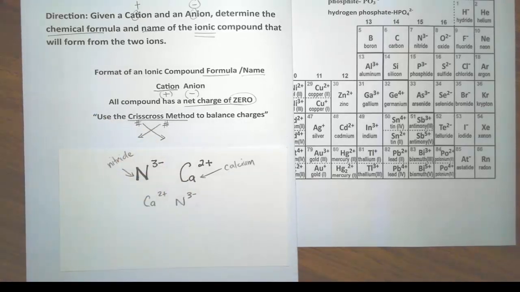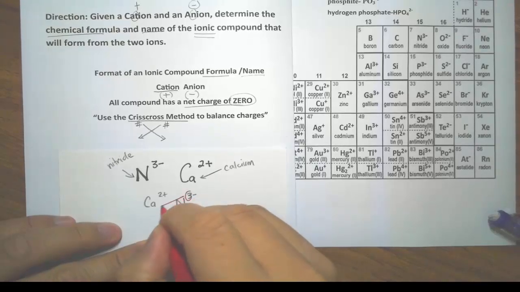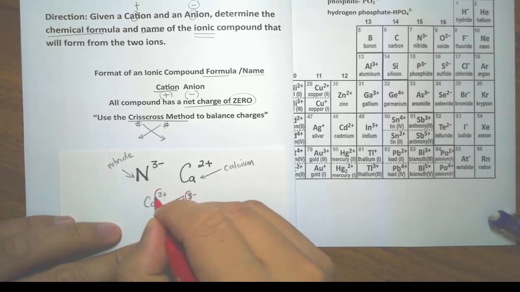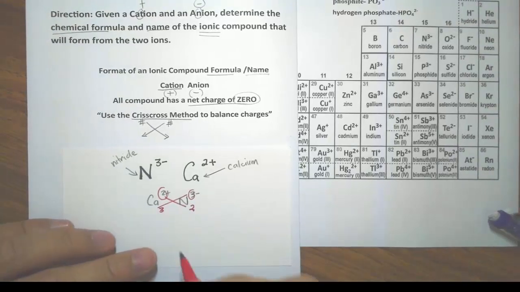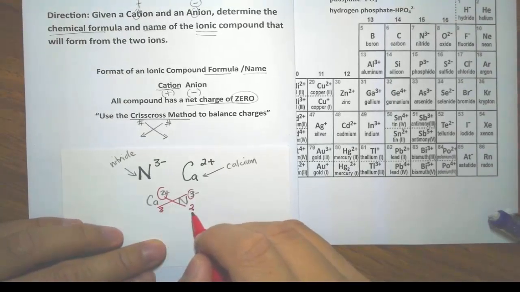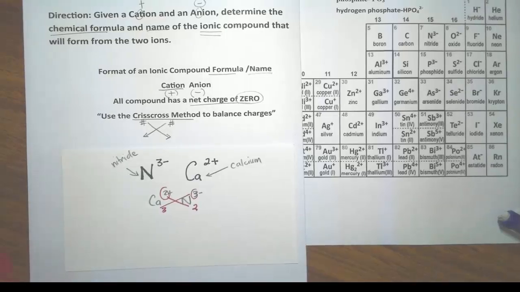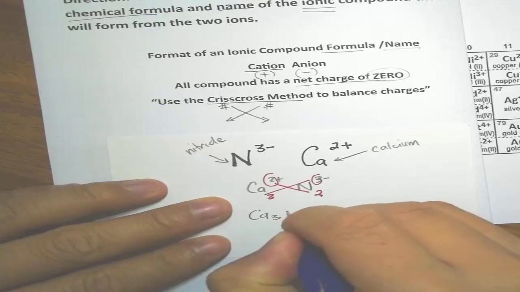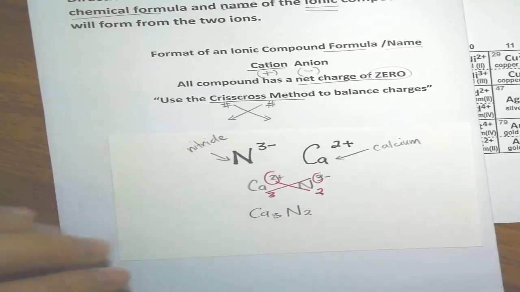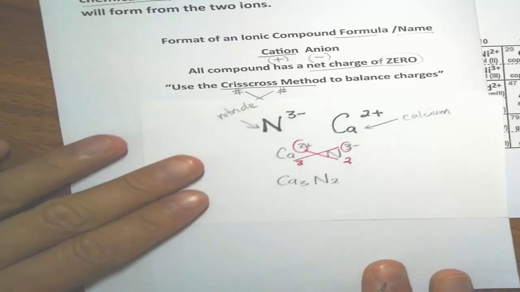And we're going to use the crisscross method, where we're only going to carry down the number. So to carry down the number, that's a 3, and that 2 represents the number of nitrogen. So what we're going to have is this. Ca3N2. Now let's prove that this technique actually works.